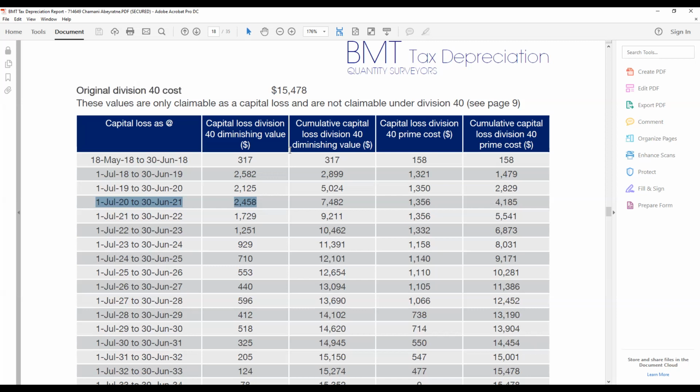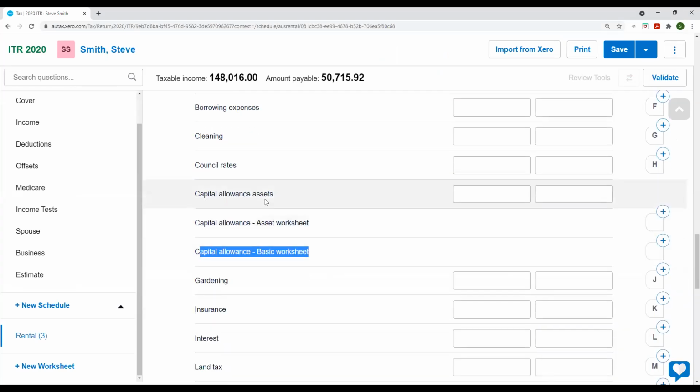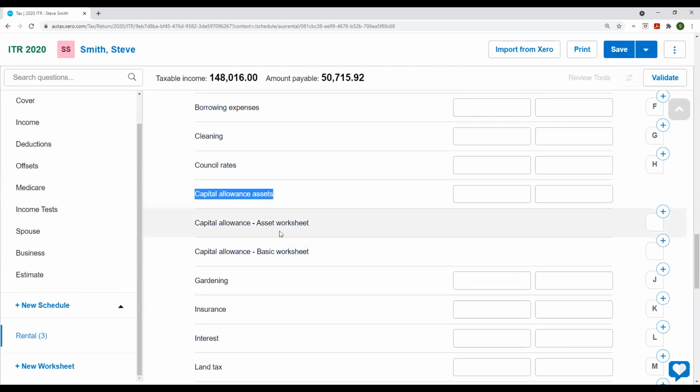So any new asset purchase, you're going to calculate, right? Now I go back to our Xero Practice Manager and show you where you enter this information. So I will share this one with you guys. Here it is. Anything assets, you can write down Division 40, comes under the assets. You can see there are two worksheets. The first one is the asset worksheet, the other one is the basic worksheet.